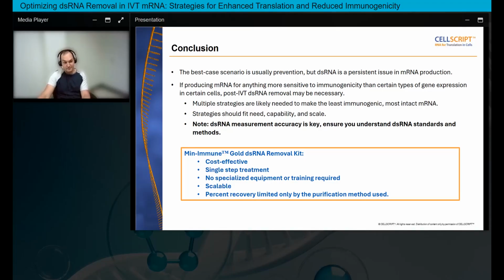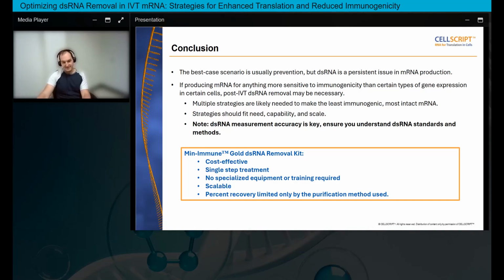And so, at the risk of being a little bit repetitive, I do understand that the best case scenario is usually prevention. People would rather just not have to deal with stuff. But I think double-stranded RNA is sort of here to stay up until the point where so many iterations of maybe mutational analysis or reaction optimization are done that it just works every single time. But that day isn't here. It doesn't exist yet. And so if you have mRNA that's needed for anything that's really sensitive, you're probably going to need to clean it up.